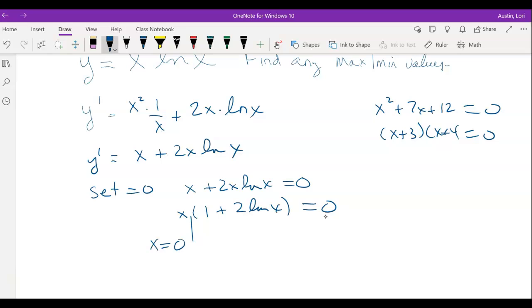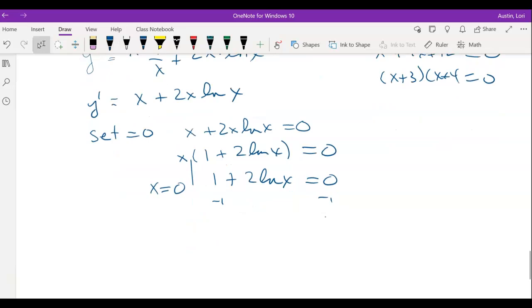X equals 0. Now, I already have x equals 0. For the other factor, 1 plus 2 ln x equals 0. Now I can solve for x because I only have one x in the problem. So what would you do? Subtract the 1 from both sides. Divide by 2.